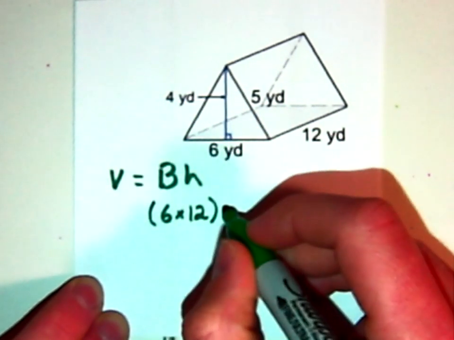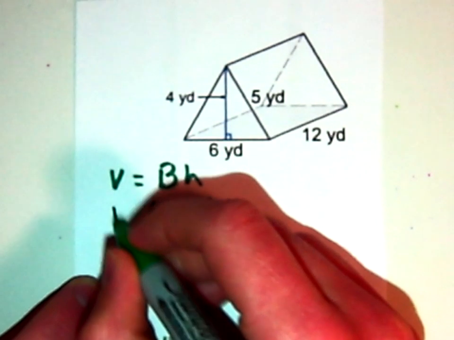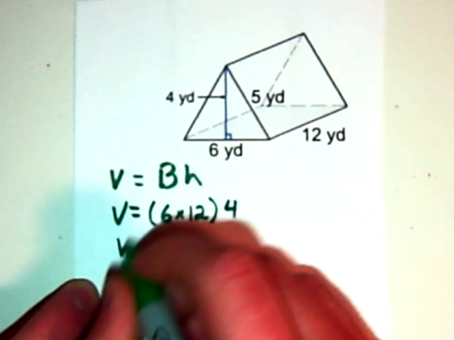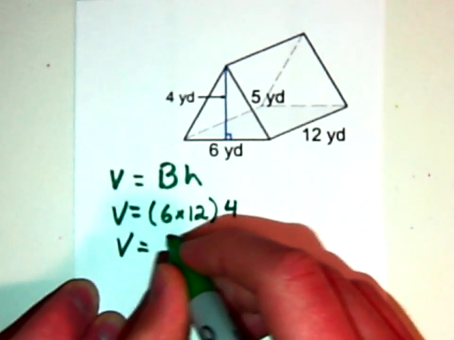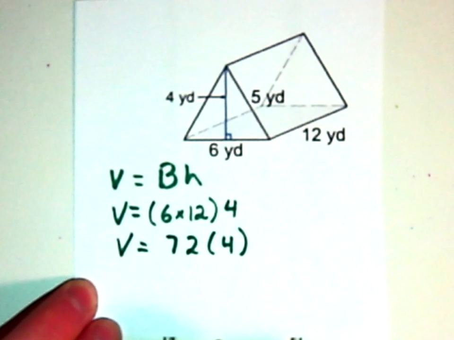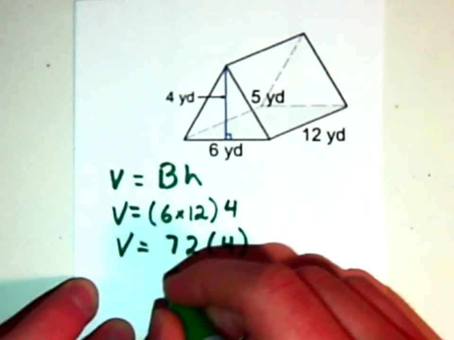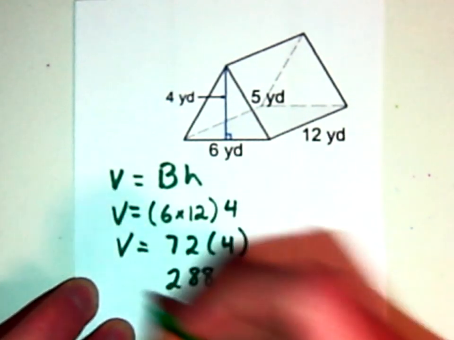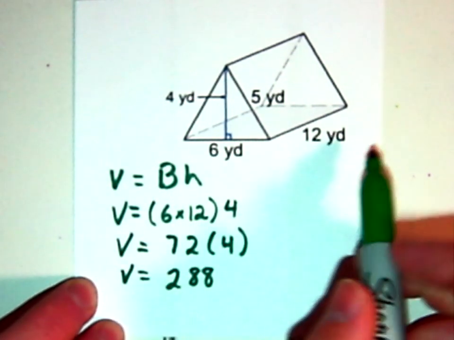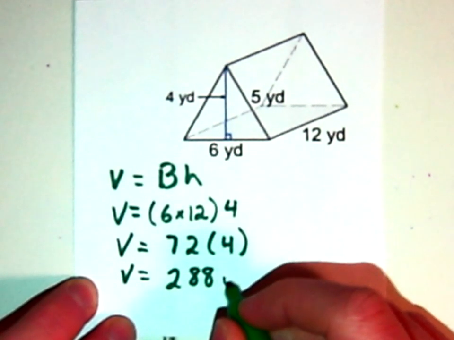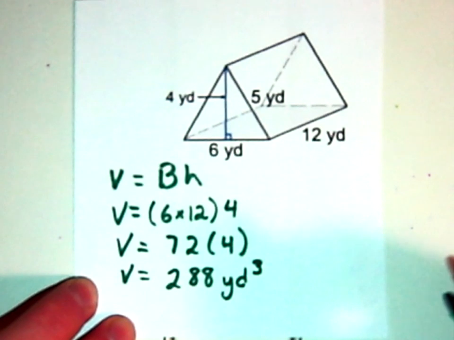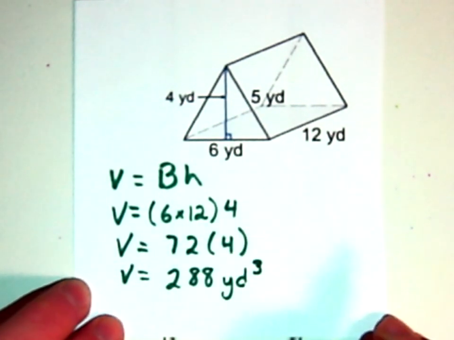So our height, or H, was 4, so volume V equals 6 times 12 multiplied by 4. 6 times 12 is 72, multiplied by 4, which will be 288, I do believe. Then we need to make sure we look for the dimensions, and I get yards. And then it's cubed. We're talking about volume, so it's going to be 288 yards cubed.